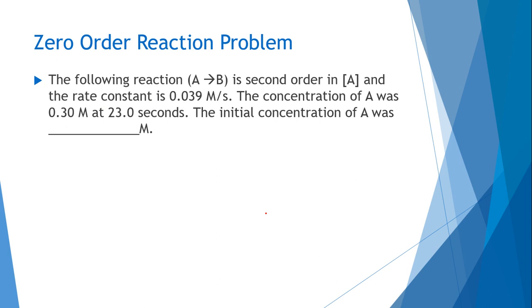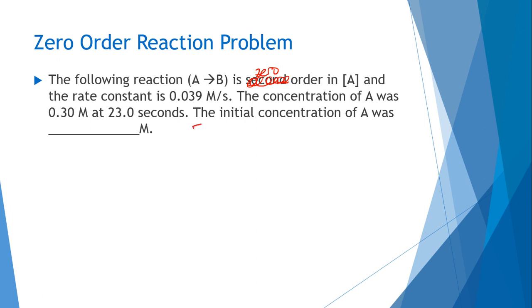Here we're going to go ahead and solve for our zero order problem. So you guys have one of these in your notes. It says the following reaction A yields B is zero order in the concentration of A, and the rate constant is 0.039 molarities per second. The concentration of A was 0.3 molarity at 23 seconds. The initial concentration of A was blank.